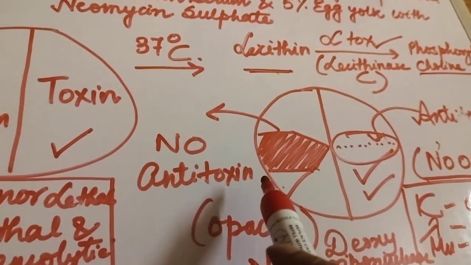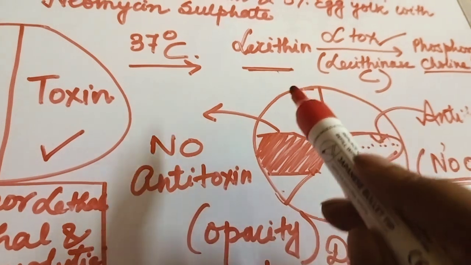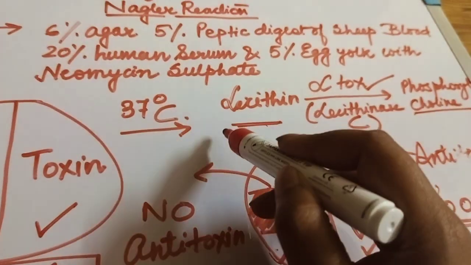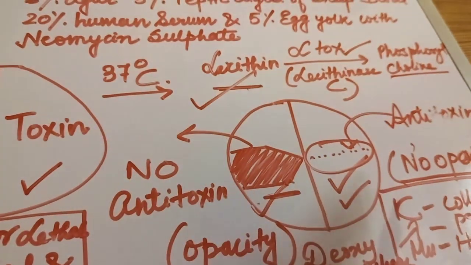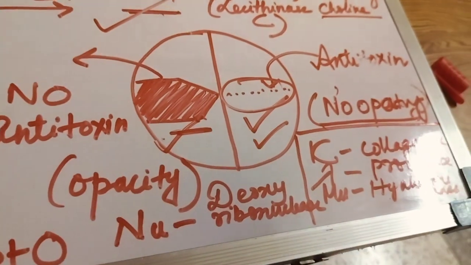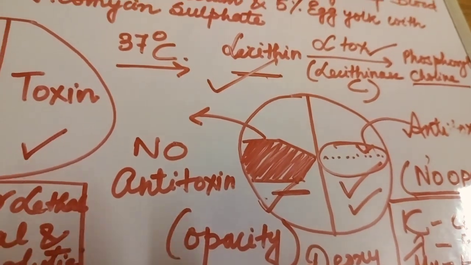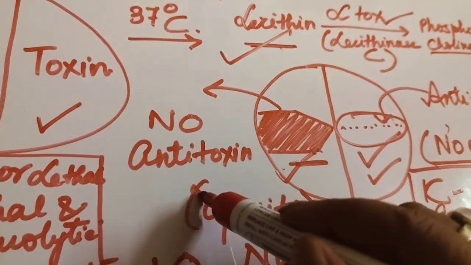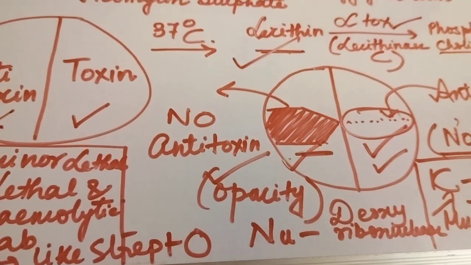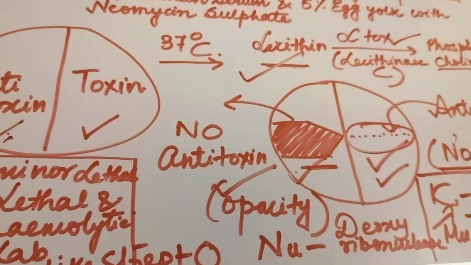But on the other half of this plate, the antitoxin was not there. So toxin is there, and this reaction has happened, and since this reaction has happened, you have deposits of the cells, and that is why it will generate opacity. So you will get opaque patches on the plate.